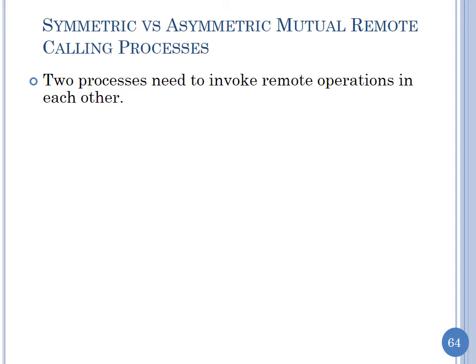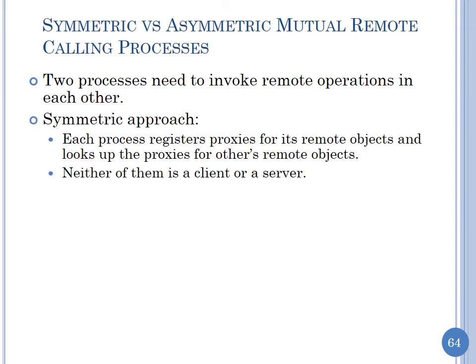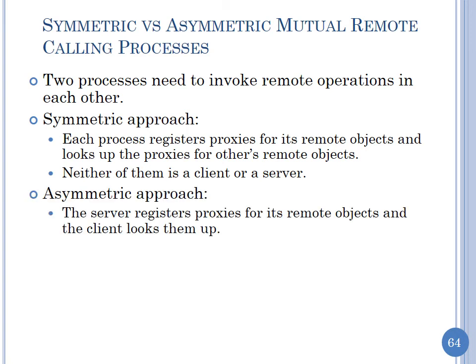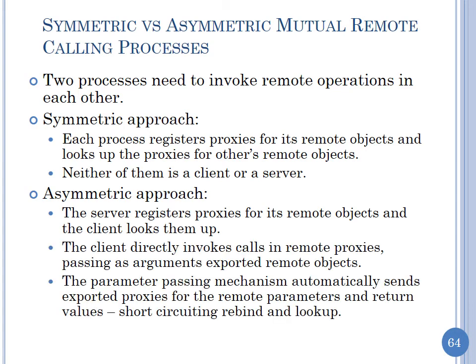So this is a summary of the two approaches. If two processes need to invoke remote operations on each other, in the symmetric approach, each process registers proxies for its remote objects and looks up the proxies for the other's remote objects. Neither of them is a client or a server. In the asymmetric approach, the server registers proxies for its remote objects and the client looks them up. One way that happens. And the client directly invokes calls on remote proxies, passing as arguments exported remote objects. The parameter passing mechanism automatically sends exported proxies for the remote parameters and return values. It works for return values too, short-circuiting rebind and lookup, so you don't have to do a rebind or lookup.